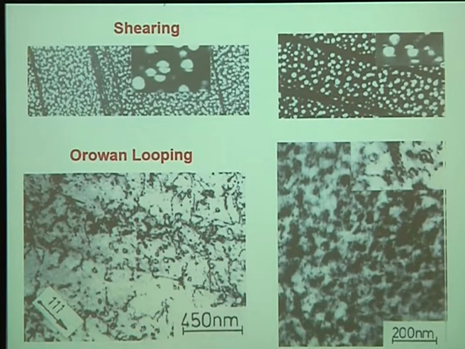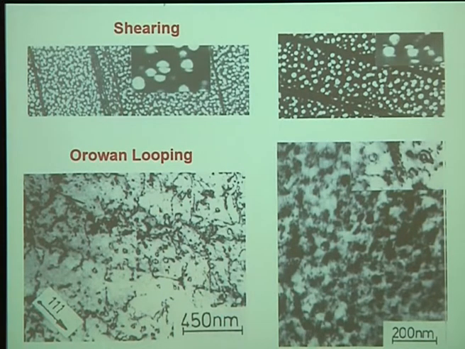So essentially, shearing is the mechanism which leads to this. When Orowan looping takes place, when we load and unload the sample, since looping forms around the precipitates and the dislocations will be cross-slipping also, you find a uniform homogeneous distribution of the dislocations. The type of bands where the precipitates have completely disappeared, they don't appear for large particles. We have not seen that.